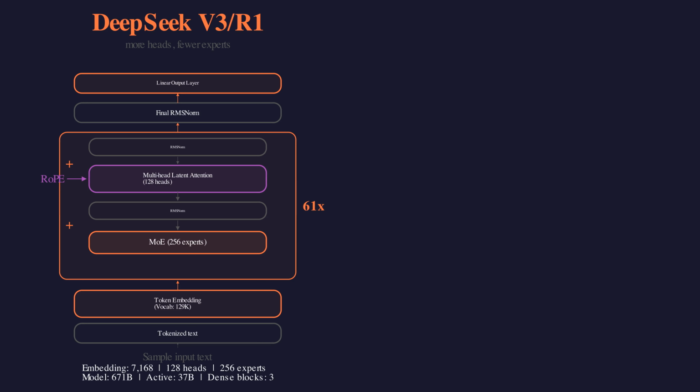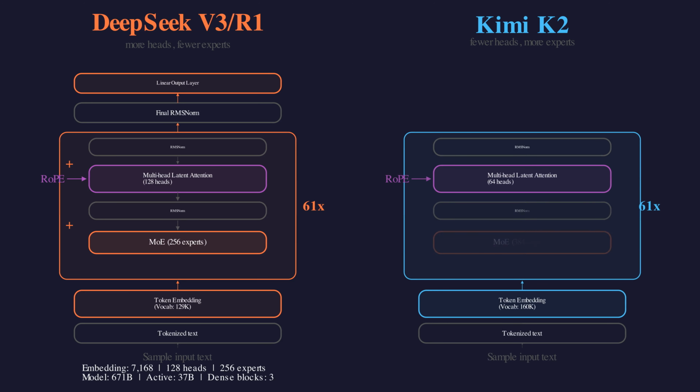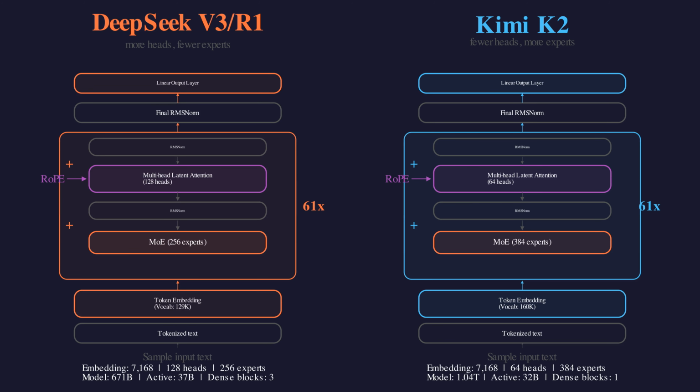To understand what makes Kimi K2.5 special, you need to see it next to the model it's based on, because when you put them side by side, the differences are surprisingly subtle. DeepSeek V3 comes in at 671 billion parameters, with 128 attention heads, 256 experts, and 37 billion parameters active per token. Its first three transformer blocks run dense feed-forward layers before switching to sparse experts.